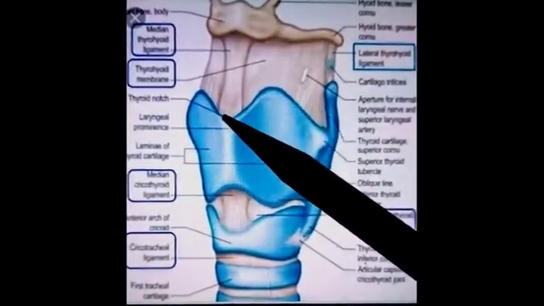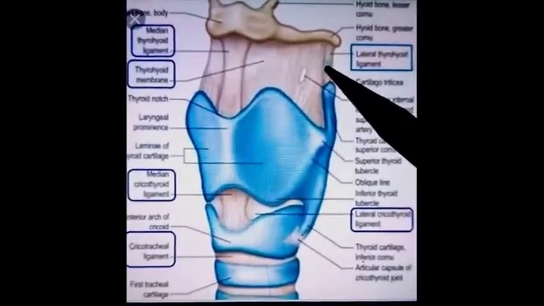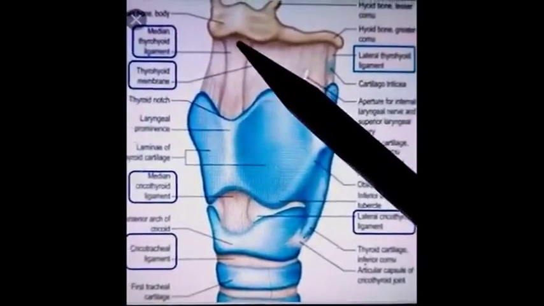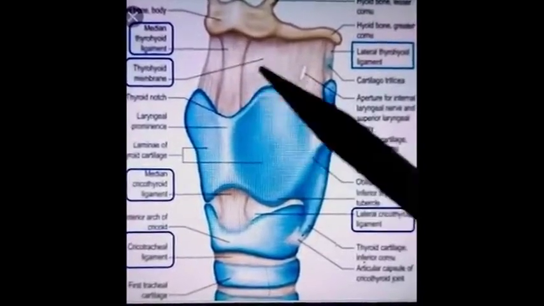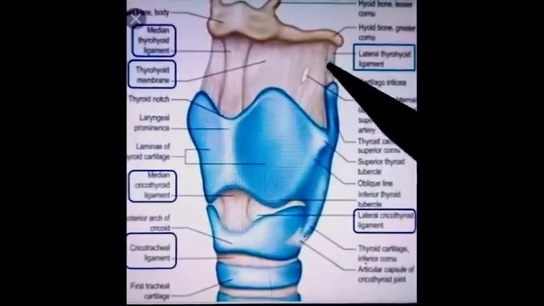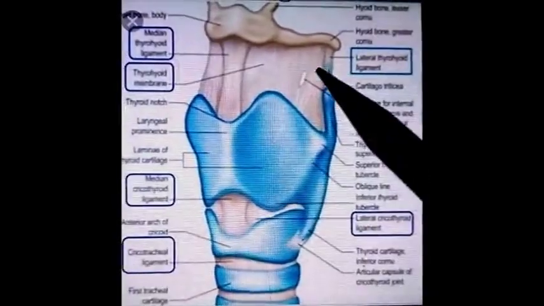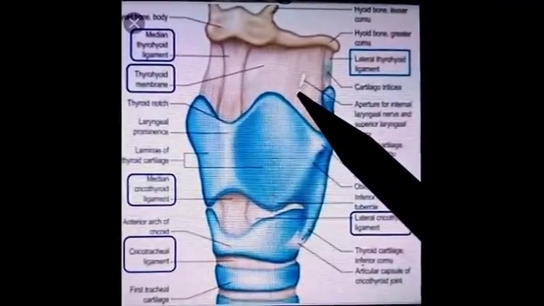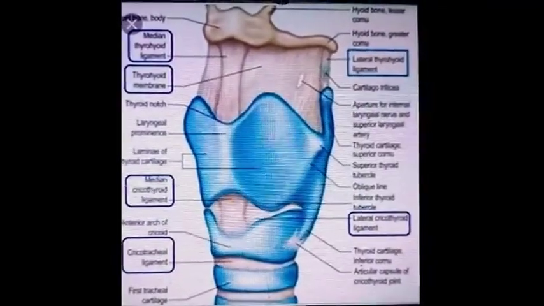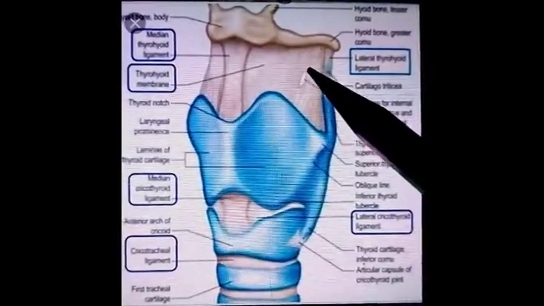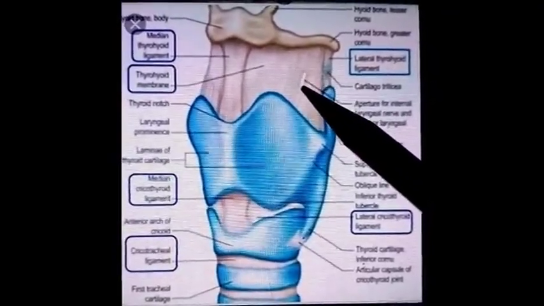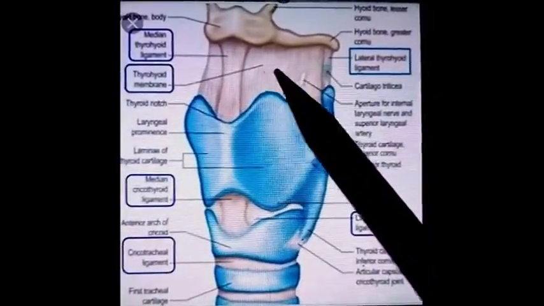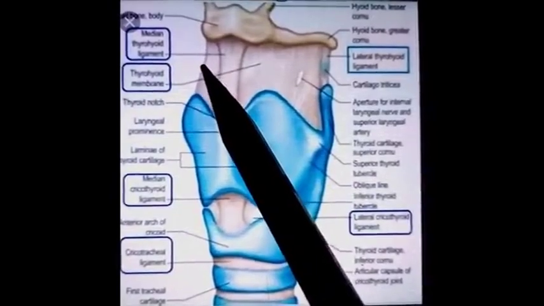In the median plane and towards the lateral ends, this thyroid membrane gets thickened to form the median thyroid ligament and lateral thyroid ligament. There is presence of an aperture in the membrane as it is pierced by the internal laryngeal nerve and superior laryngeal vessels. So this perforation is produced by these vessels. It is present on both the sides. So here it is visible, and on the opposite side it is present in the same manner.